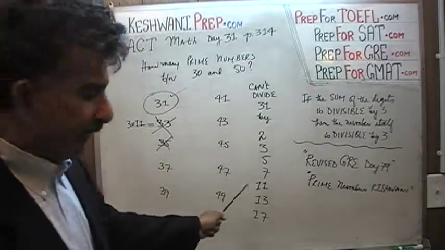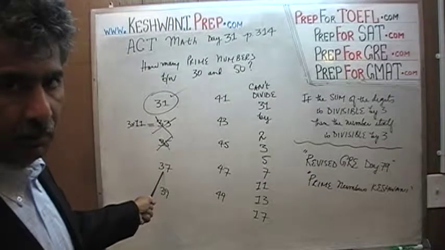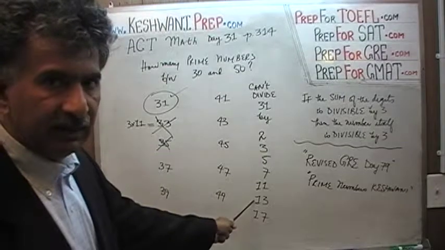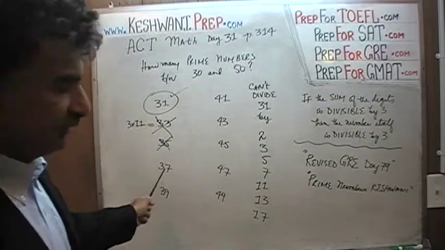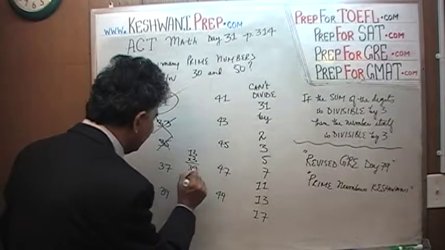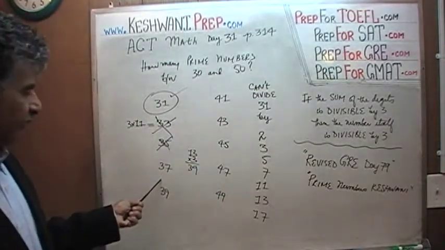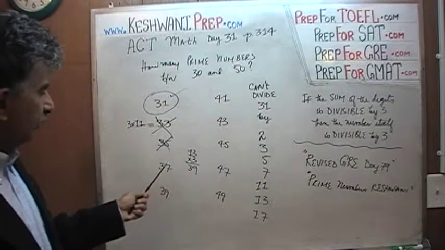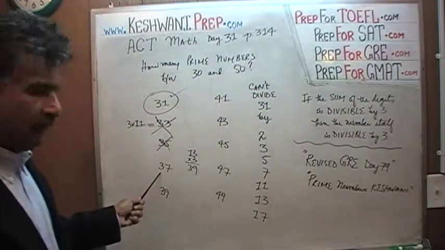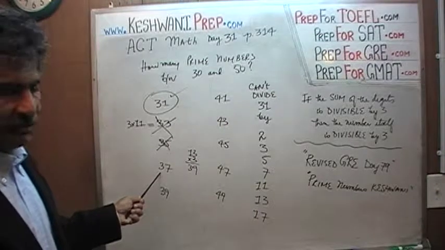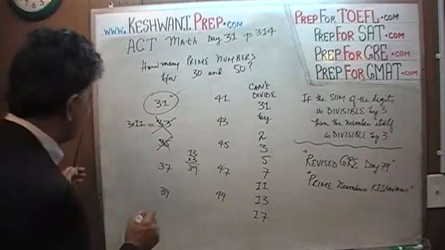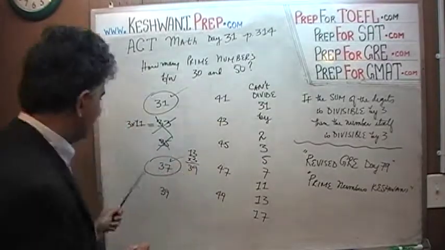Is it divisible by 11? The answer is no, because had it been divisible by 11, it would have been either 33 or 44. Is it divisible by 13? 13 times 3 is 39. We just saw that. 37 is 2 less than that. 13 times 2 would be 26, and this is not divisible by 13. Is it divisible by 17? 17 times 2 we just saw is 34. This is 37. It's not divisible by 17. That's it. We hit the halfway mark. It is a prime number. How about 39?